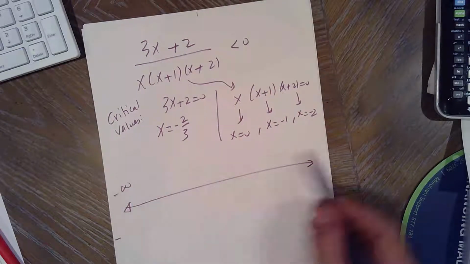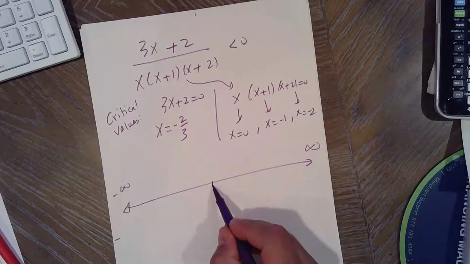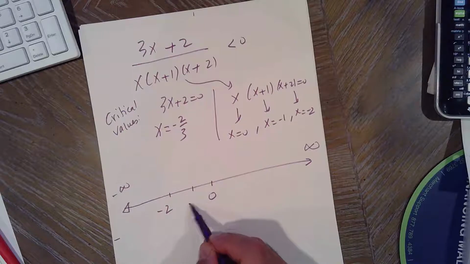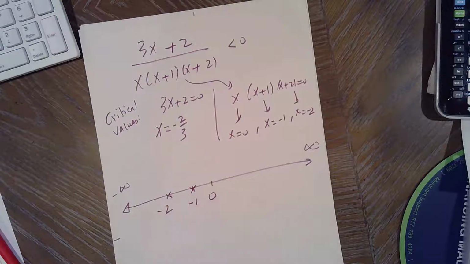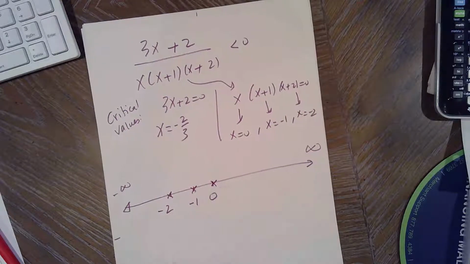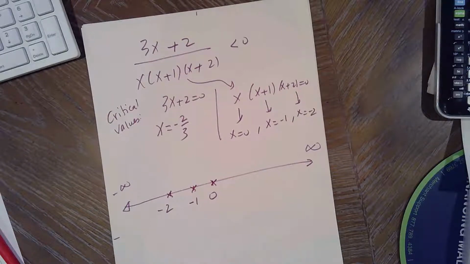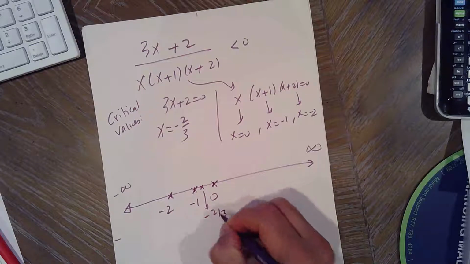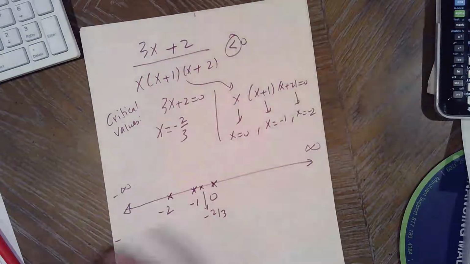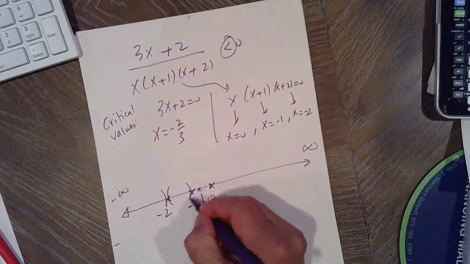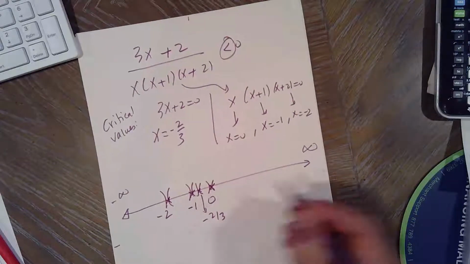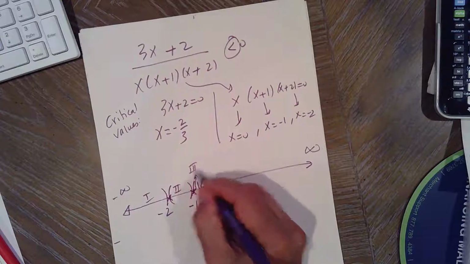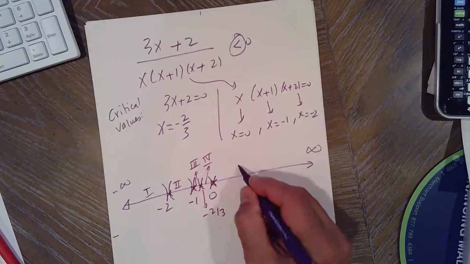So we have -infinity to infinity, 0 is right here, -2, -1, there's 2 critical values, and then 0 is a critical value, so we cannot use 0 as a test point, and then -2/3, which is right there. And it's less than, so it's all parentheses at each critical value. So interval 1, 2, 3, 4, and then 5.